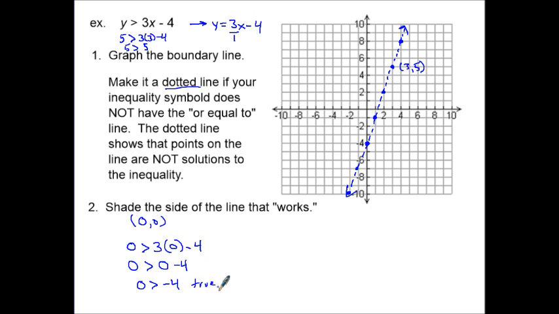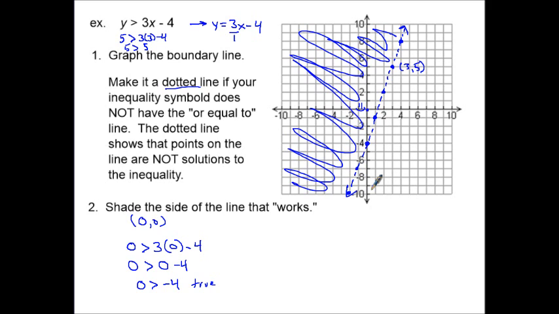And again, that means the origin is this nice happy point that works, and all of his friends over on this side of the line as well. So again, what I can do there is shade over there, and there's all my answers. Any point I pick over here is going to work. Any point I pick over in the kind of lower right part is not going to work.